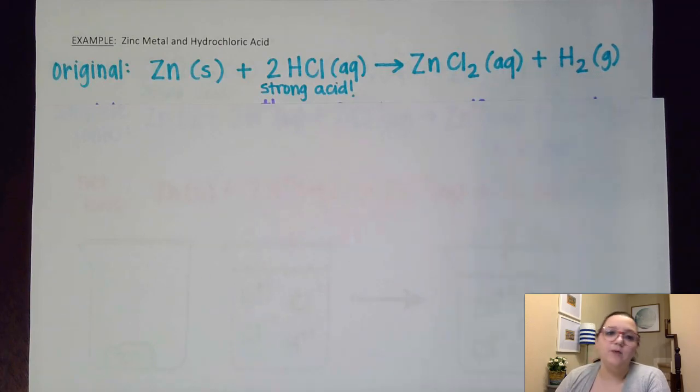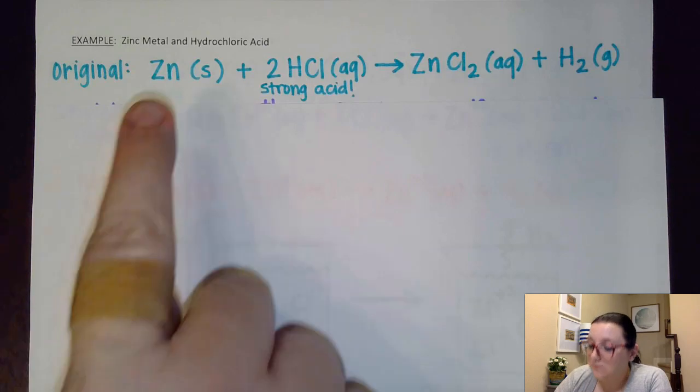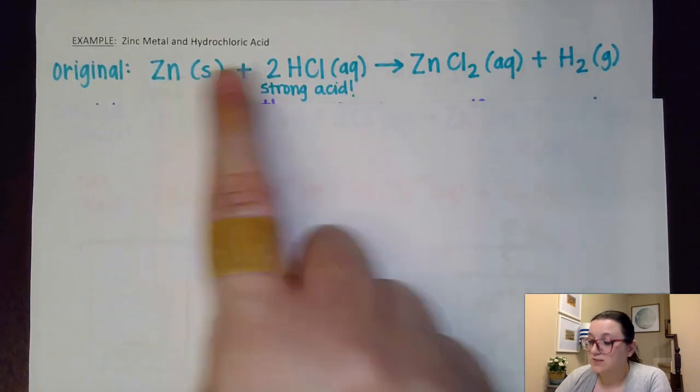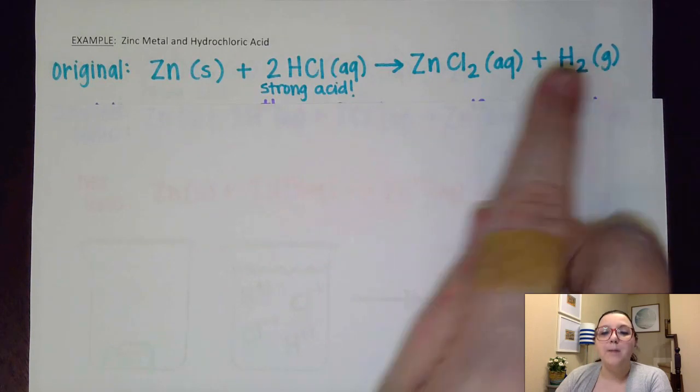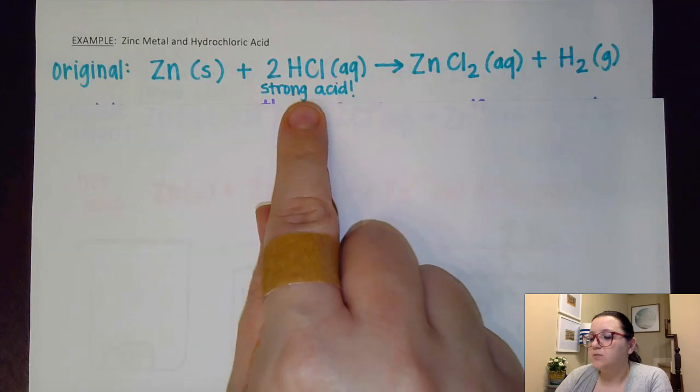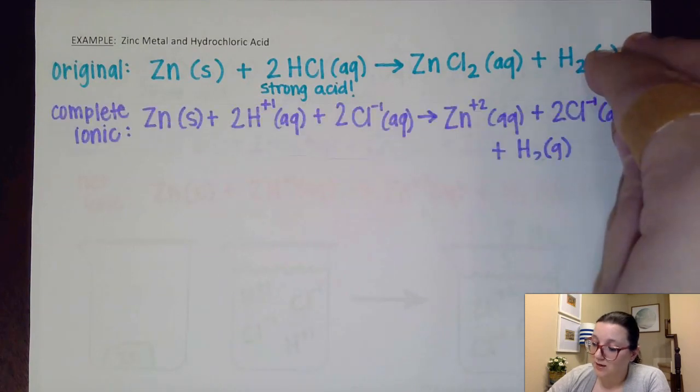So the next thing I would want to do is write my complete ionic equation. Anything that's aq, I would want to show split up into ions. However, we leave solids and gases together as they are. So these would stay exactly the same as they are, but I'm going to change these 2 guys and break them apart. Now, the reason why it was important here to notate that HCl was a strong acid is because strong acids I will break up into ions.